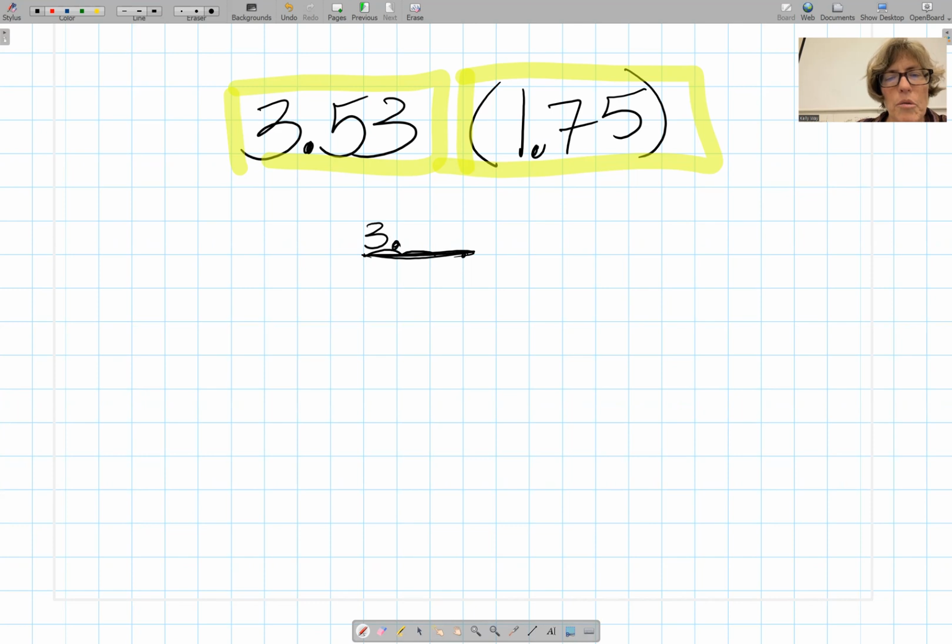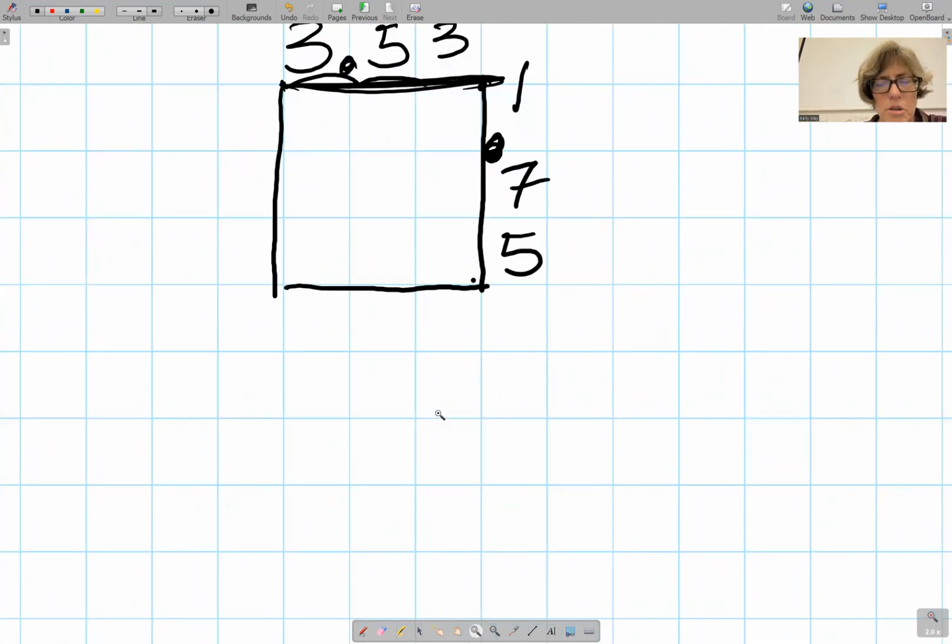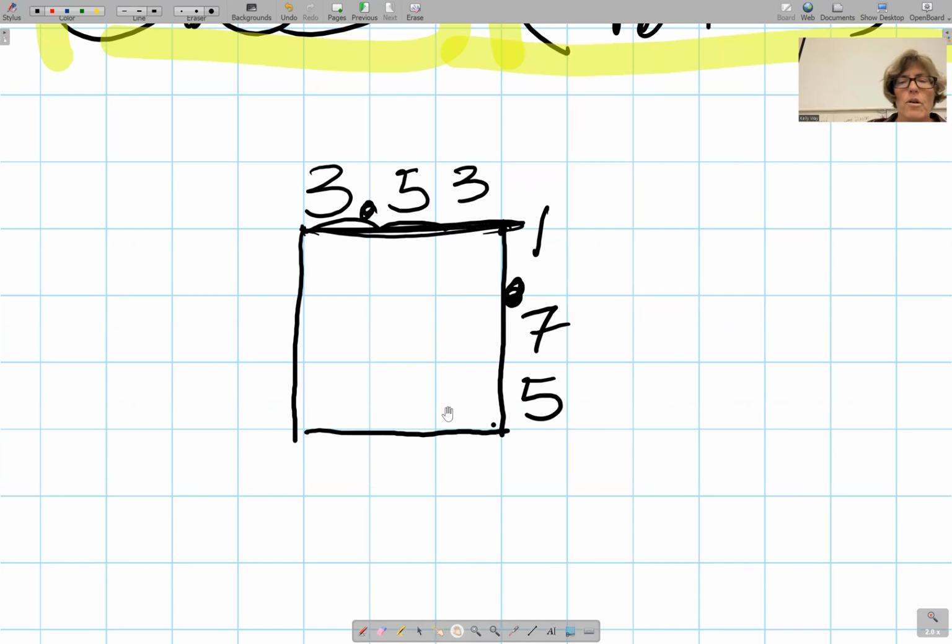So 3.53, like so, by 3 this way, 1.75. Very important that you put your decimals pretty prominent when you do this. All right, let's bring down our lattice work.